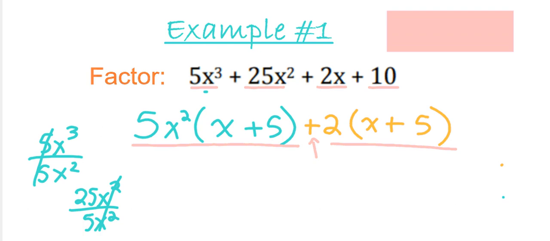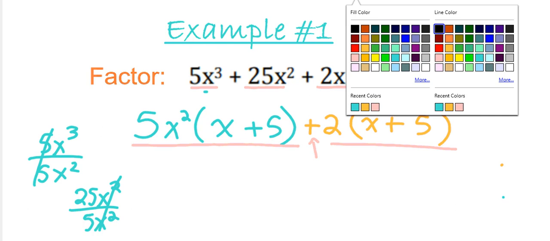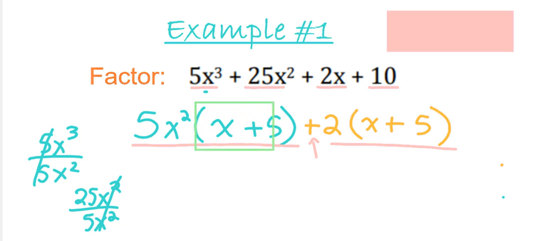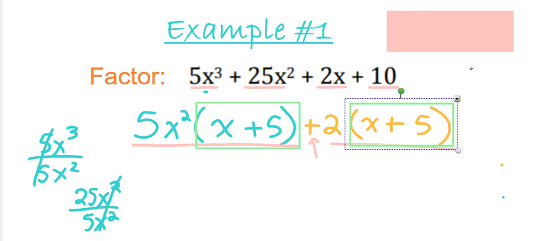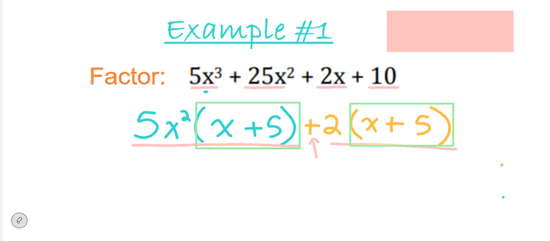So let's go ahead and use our rectangle again, and let's do some really bright lime color, and let's put it around what we have in common. In the first term, we have an x plus 5. In the second term, we also have an x plus 5. So when our terms have something in common, guess what we're allowed to do? We can factor it out. So let me make room to factor it out. Let me erase this stuff over here.